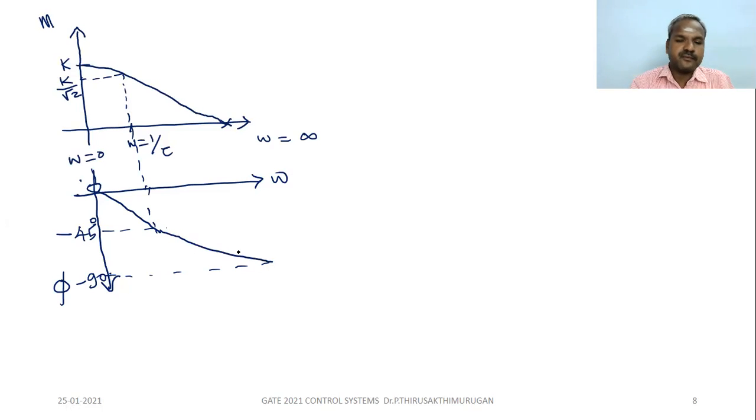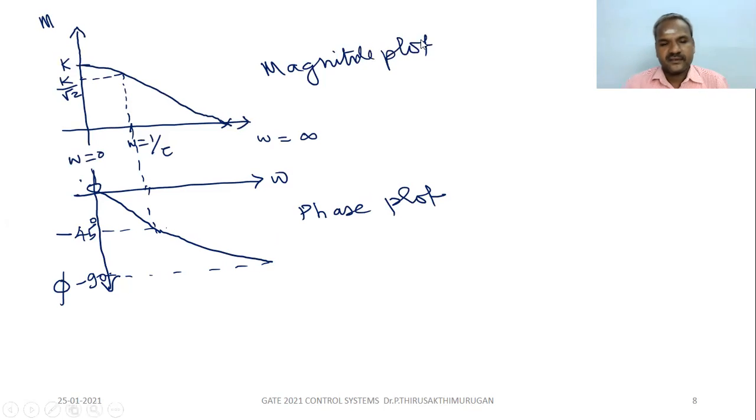This is the phase plot. Phase plot of the first order system. This is the magnitude plot. Magnitude plot of the first order system. Understand? Similarly, let us find the frequency response of the second order system.